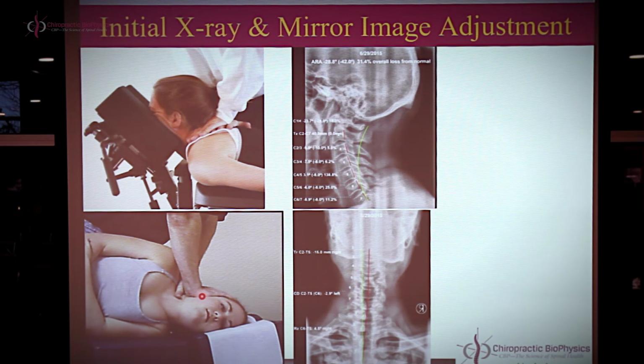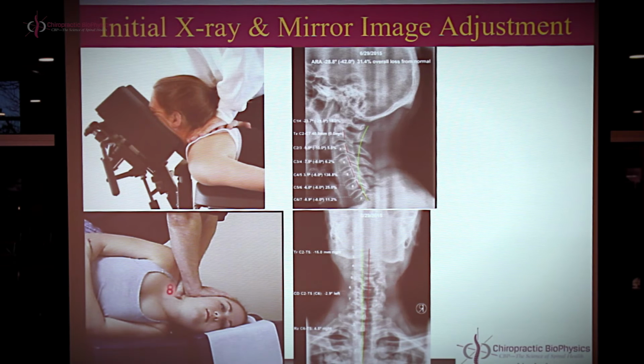This is the setup for correction of right head translation. The patient has a right head translation, so we lie them on their left side, we let gravity work with us, and we push their head and neck and upper thoracic spine down into the correction position called a mirror image adjustment. My father is the first person to develop this technique in the history of healthcare. You can look that up.